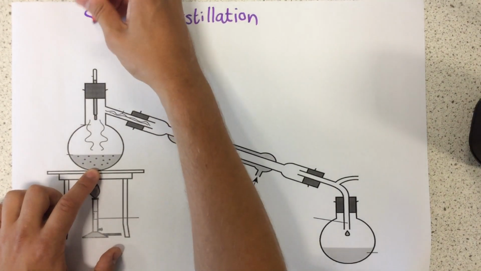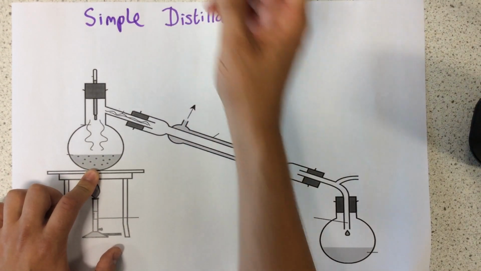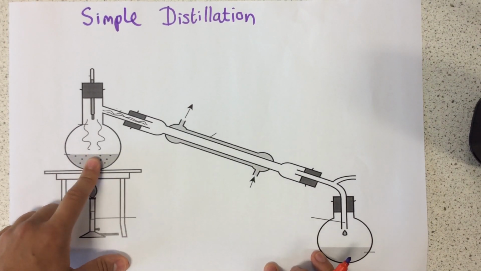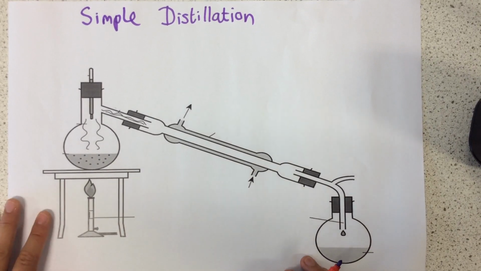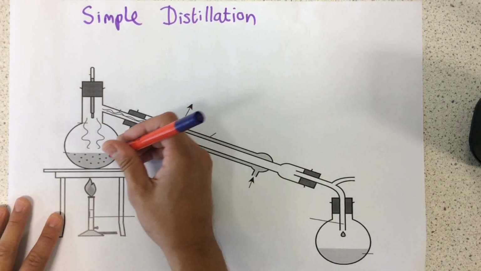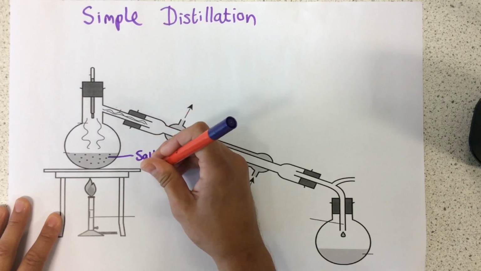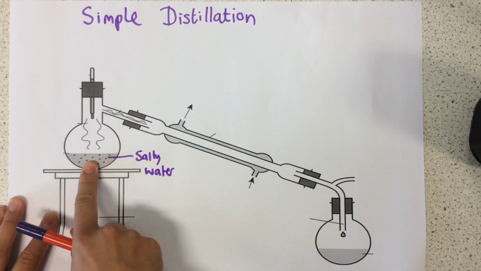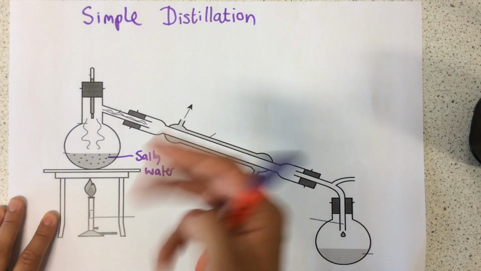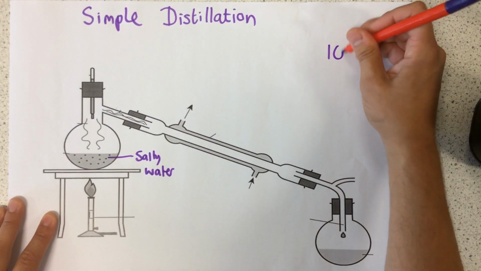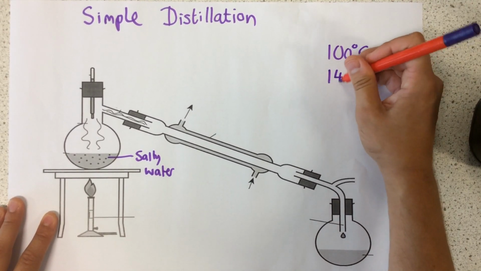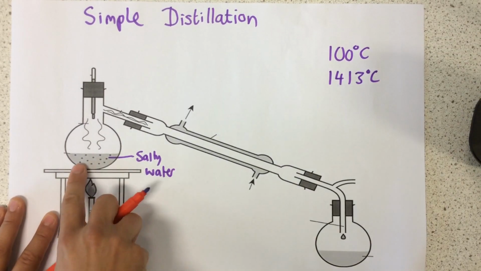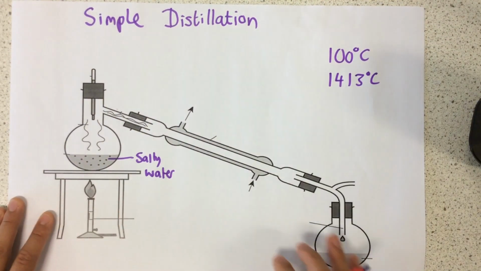Now, this here that we're looking at is an example of simple distillation. You can use simple distillation when you've got a mixture of two substances that have very different boiling points. So let's just imagine here we have salty water. The reason why we can use simple distillation is because the difference in boiling point between water and salt, sodium chloride, is massive. Water has a boiling point of 100 degrees C, whereas sodium chloride has a boiling point of 1413 degrees C. So because there's a huge difference in boiling point, we can use simple distillation.